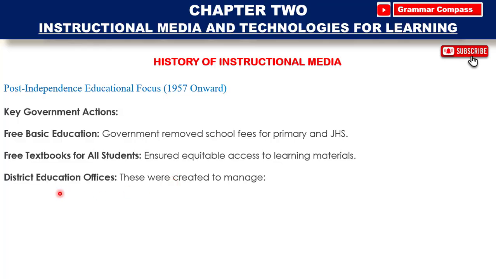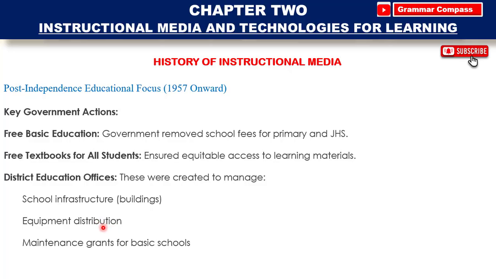Third was the creation of district education offices. These were created to manage these things. First, the school infrastructure, that is, building schools across the districts. Next was equipment distribution, distributing equipment and learning materials. And the last was maintenance grants for basic schools. So they ensured that schools had the support they needed to stay functional. This kind of decentralized system made it easier for schools, even in the most remote areas, to receive attention and resources.